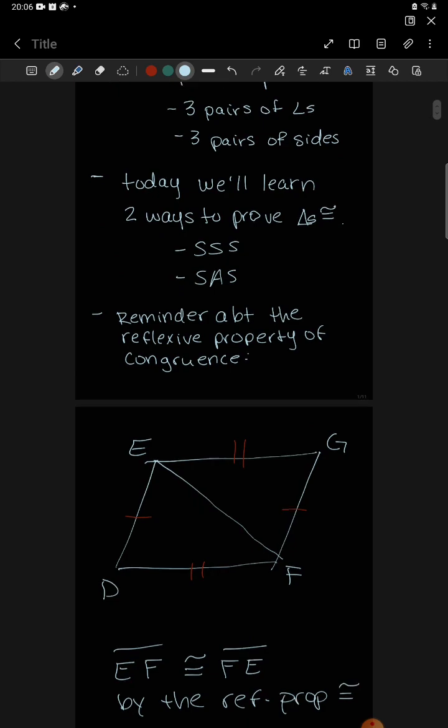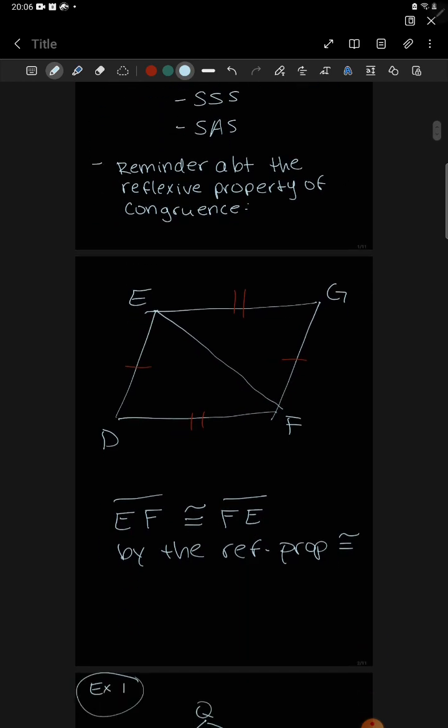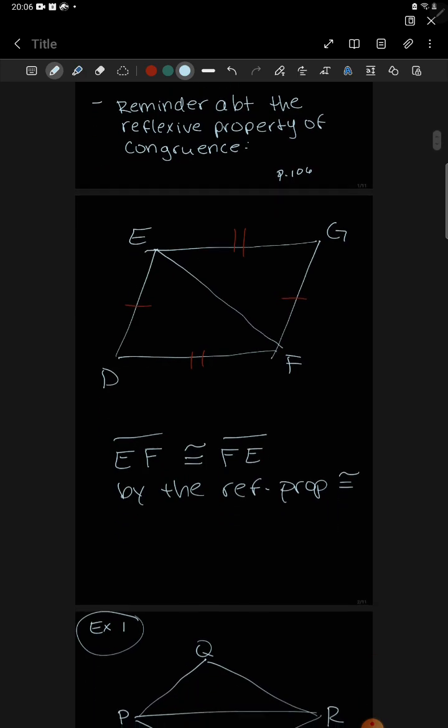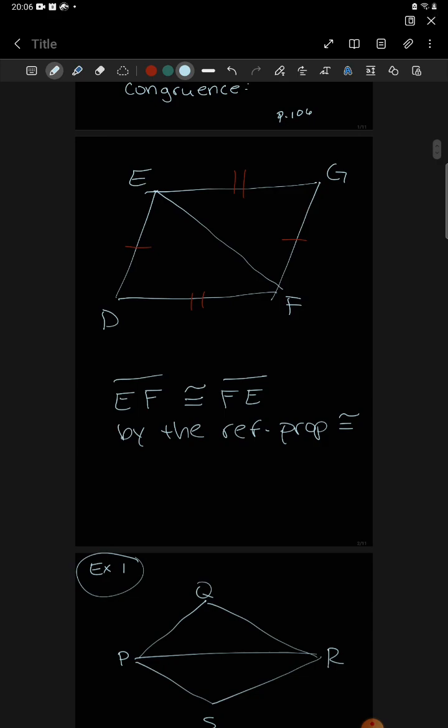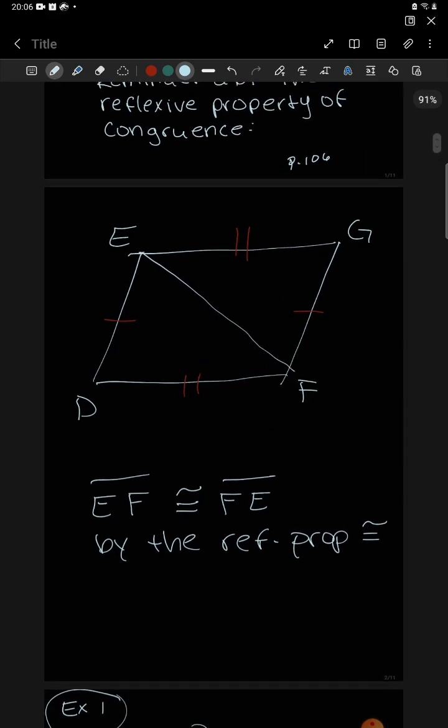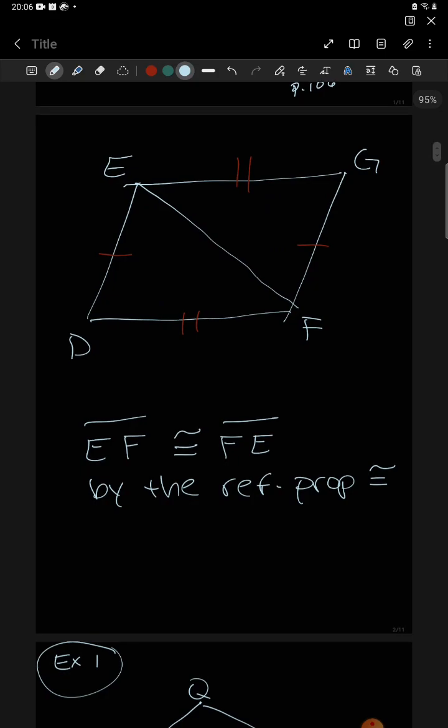Now, I'm going to remind you about the reflexive property of congruence. If you wanted to go look, it's on page 106 in chapter 2 that we skipped, but there's not much there to help you. So this is going to help you a lot more, I think. I've drawn this little diagram here, 2 triangles. It tells us that segment EG is congruent to segment FD because of 2 little tick marks. It tells us that segment DE is congruent to segment GF because of the 1 little tick mark.